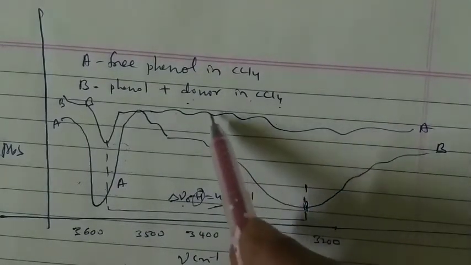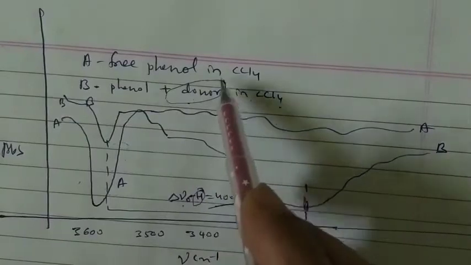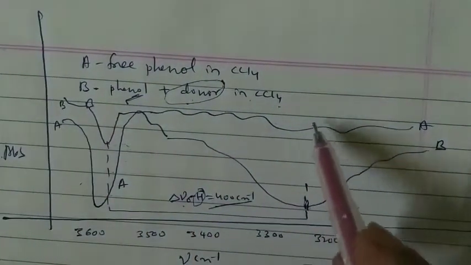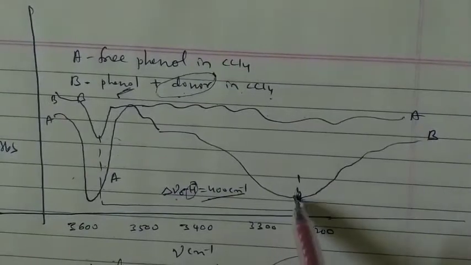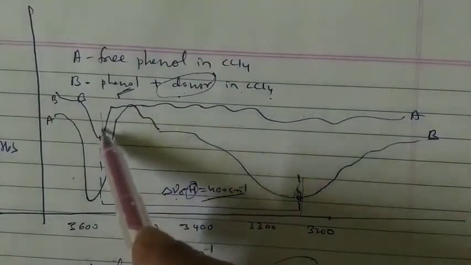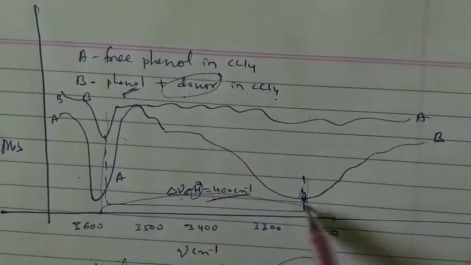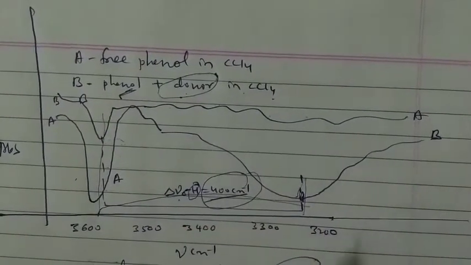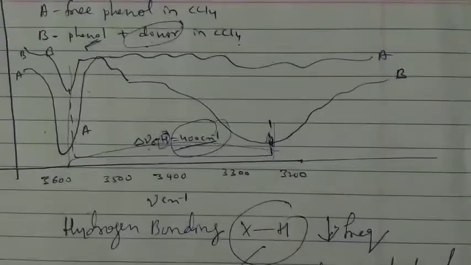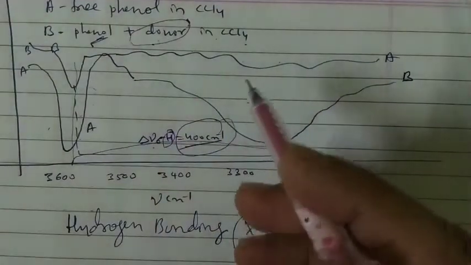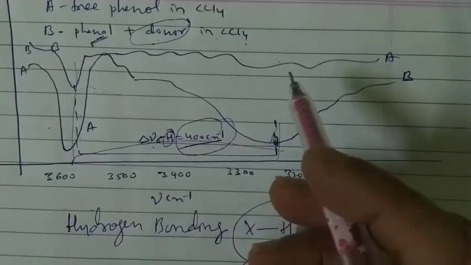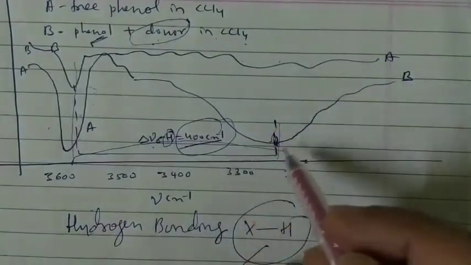Whenever a donor atom is present, hydrogen bonding with phenol, there will be too much broadening here. This versus this is the difference, and you can see it is a big difference, the delta nu naught minus H. So this is how we can show how the hydrogen bond is affecting the spectrum, for free phenol as well as in the presence of the donor molecule.